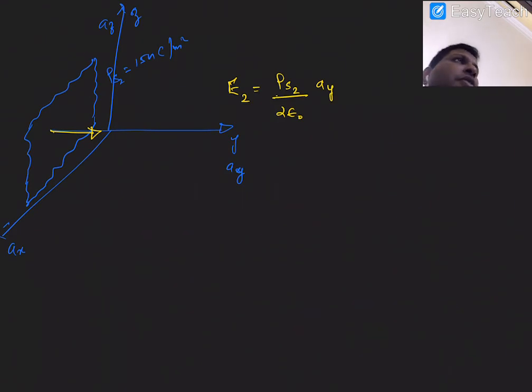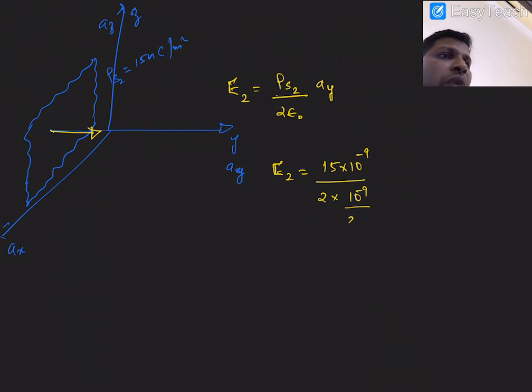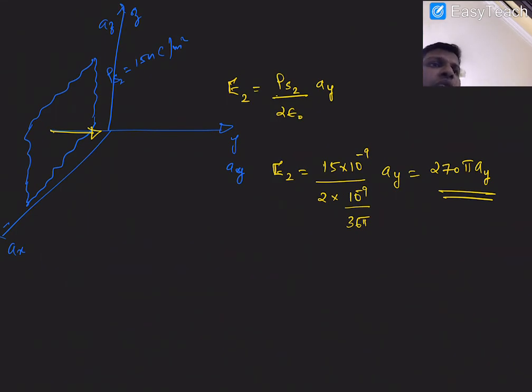You should note that it is independent of the distance, because we have already discussed that in the previous videos. So E2 is equal to rho S2, that is 15 nanocoulomb, that is 15 into 10 power minus 9, divided by 2 into epsilon 0, which is 10 power minus 9 by 36 pi, into AY. We will get it as 270 pi AY. Next we have to see the electric field due to the line charge.